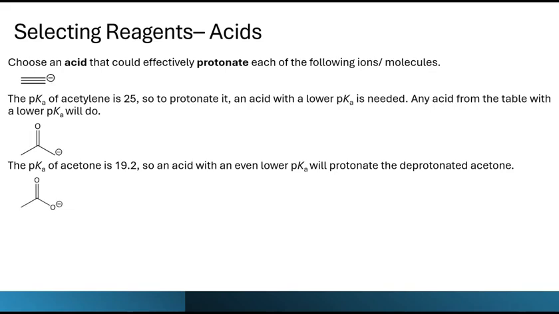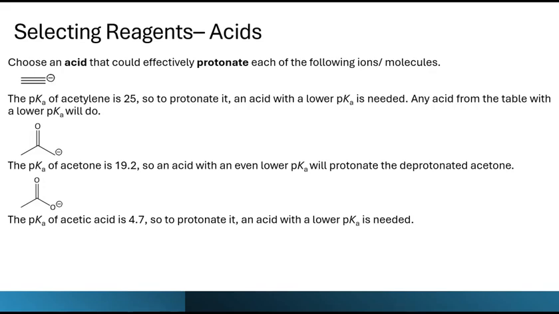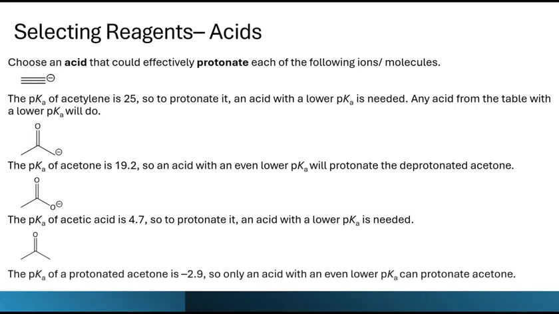Now let's consider this species here, where we have the negative charge on an oxygen, but again it is stabilized via resonance. This is the acetate ion, the deprotonated form of acetic acid. The pKa of acetic acid is 4.7, so to protonate it, we need an acid with a lower pKa. And then here is a ketone. This is acetone. The pKa of protonated acetone, so we want to add that H plus here, is negative 2.9. So only an acid with an even lower pKa can protonate acetone.